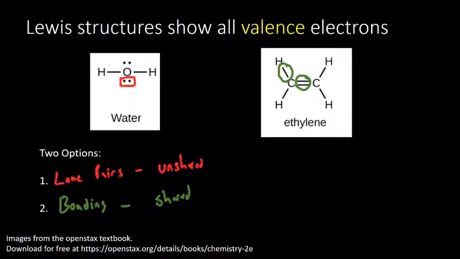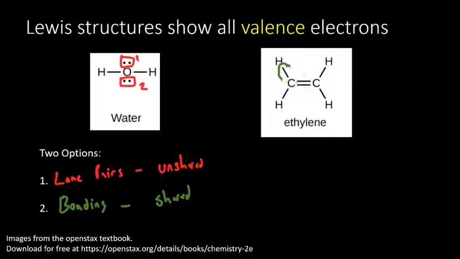The lone pairs, well, there's no lone pairs on ethylene. Every single valence electron is being shared. There are lone pairs on water. How many lone pairs on water? 2. There's 1 lone pair, and there's 2 lone pairs. So we can count lone pairs, and we always recognize them as the dots that are hanging out around an atom, and they're unshared. And we can also count our bonding electrons.